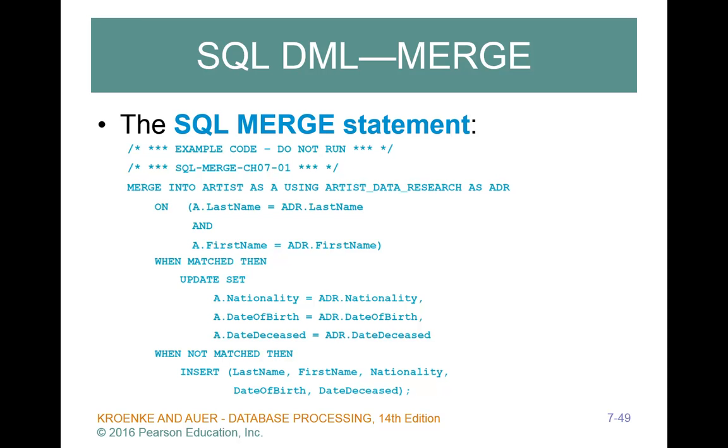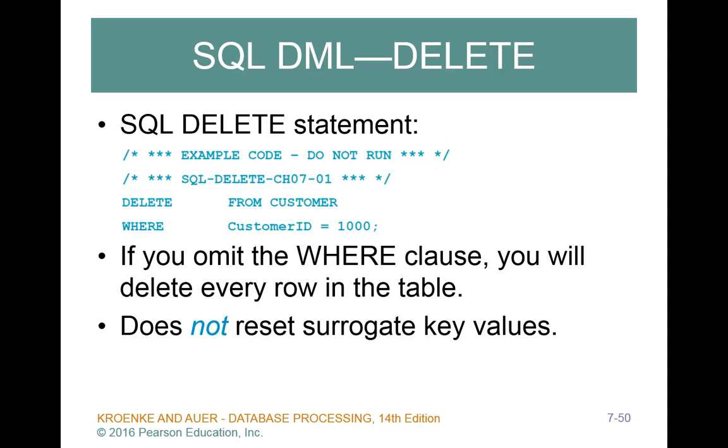If it's matched, then we're going to update our specific nationalities, date of birth, and date of deceased. If it's not matched, then we're going to insert some specific information here. So essentially, again, this is combining the SQL insert and update statements into one statement, so we can process something depending on if that condition is met. Okay.